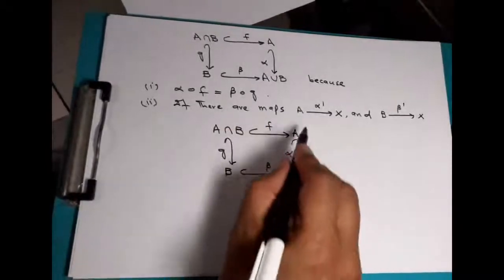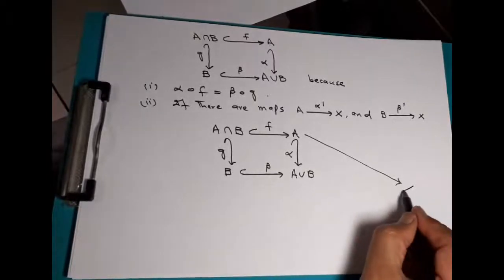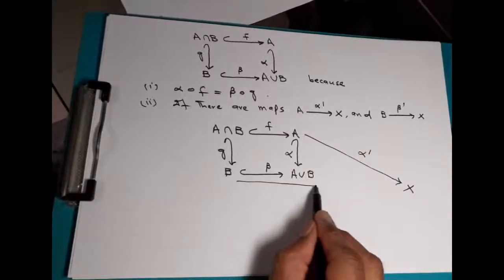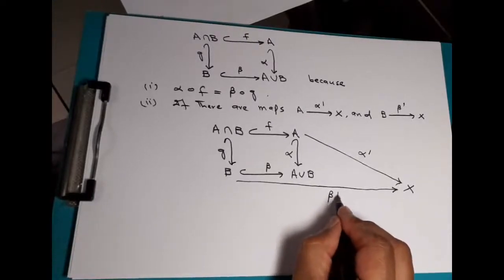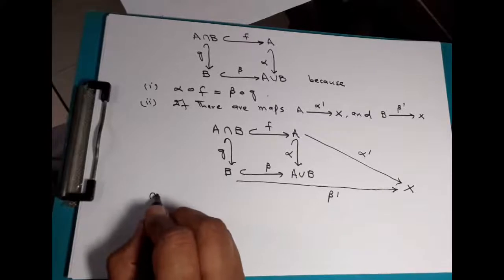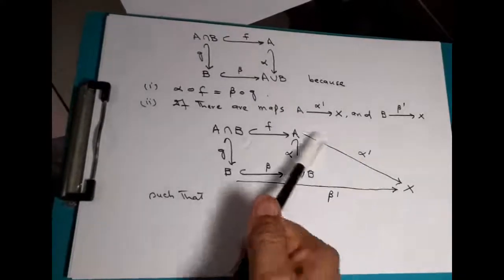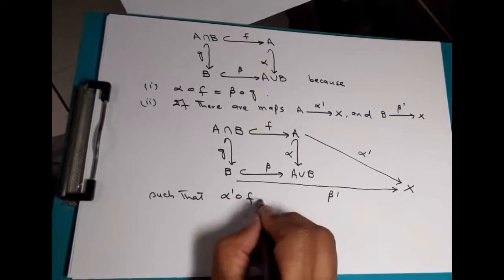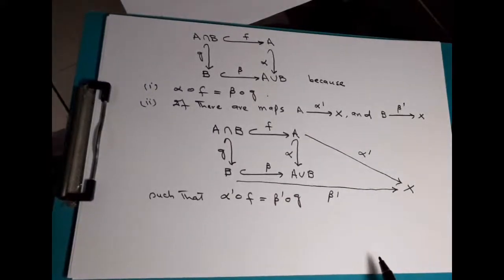So if there is a map from A to X, let's call it alpha dash, and there is a map from B to X, let's call it beta dash, such that, and you know the condition, alpha dash composed with F is equal to beta dash composed with G. Then there exists a unique map.